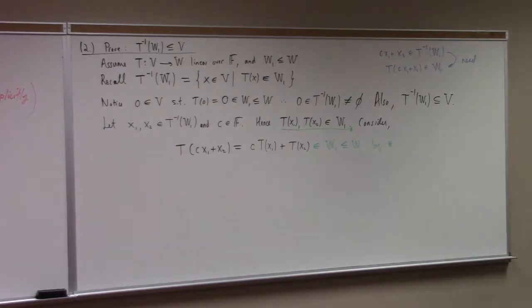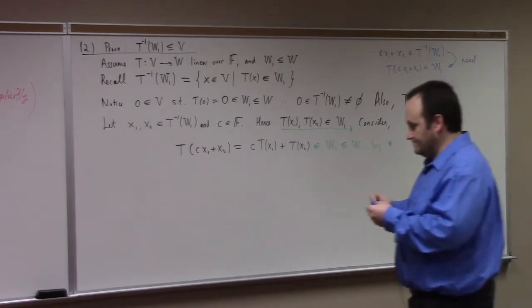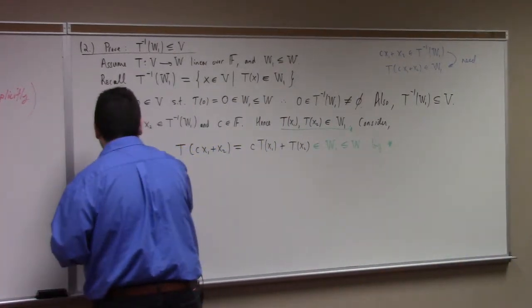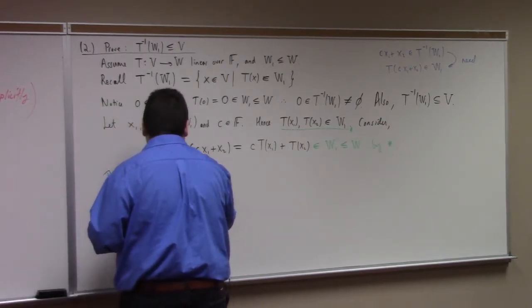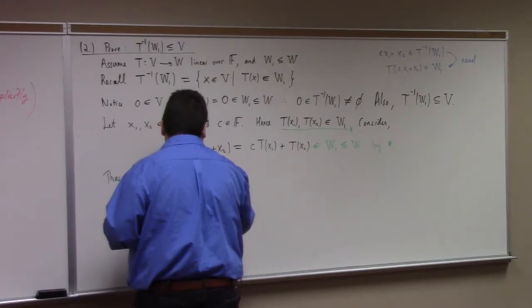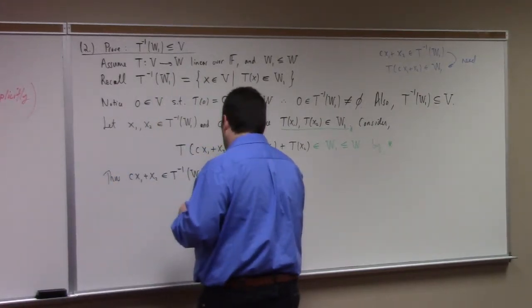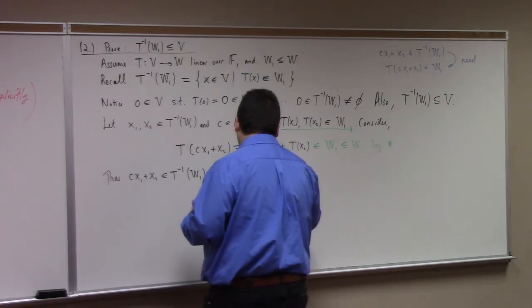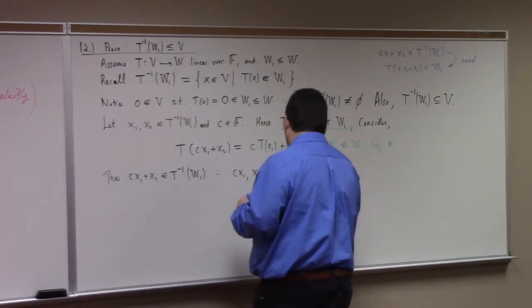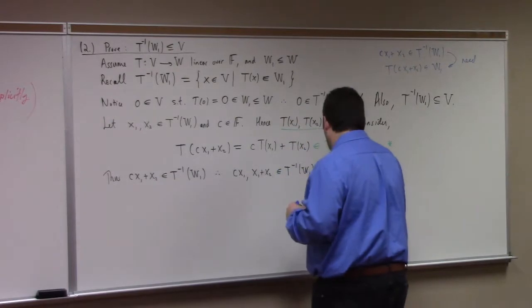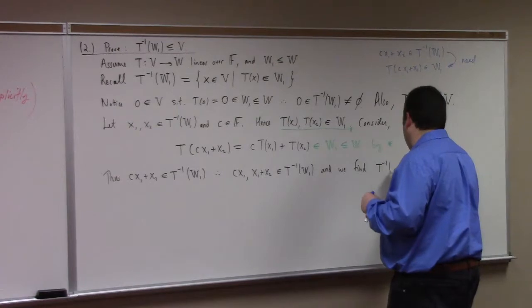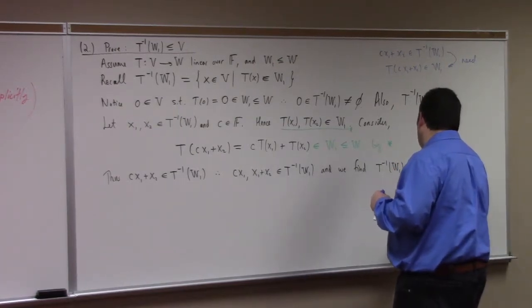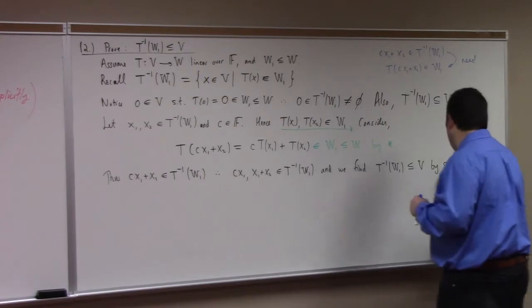Is that clear? So what does that show us? Thus, Cx1 plus x2 is an element of T inverse of W1. Therefore, Cx1 and x1 plus x2 are elements of the inverse image of W1. And we conclude, which I'm going to write as "find" because it's less to write, we find T inverse of W1 is indeed a subspace of V by the subspace test, right?